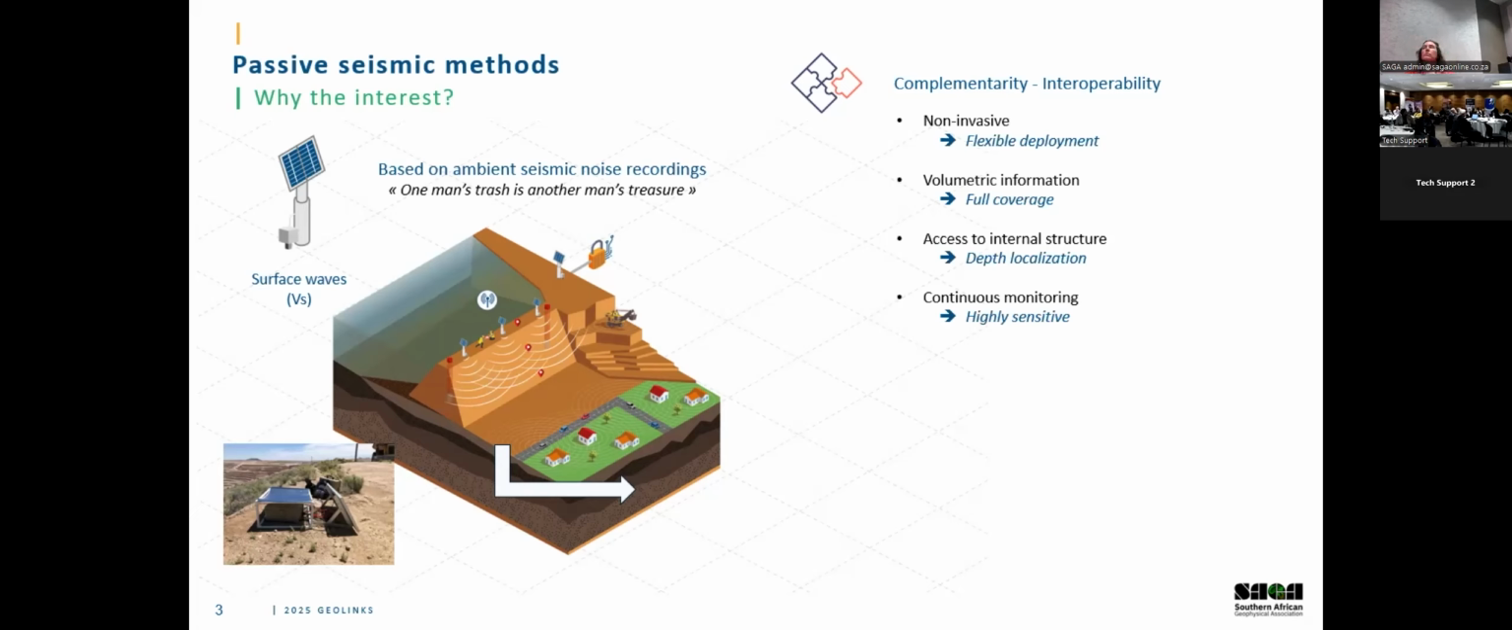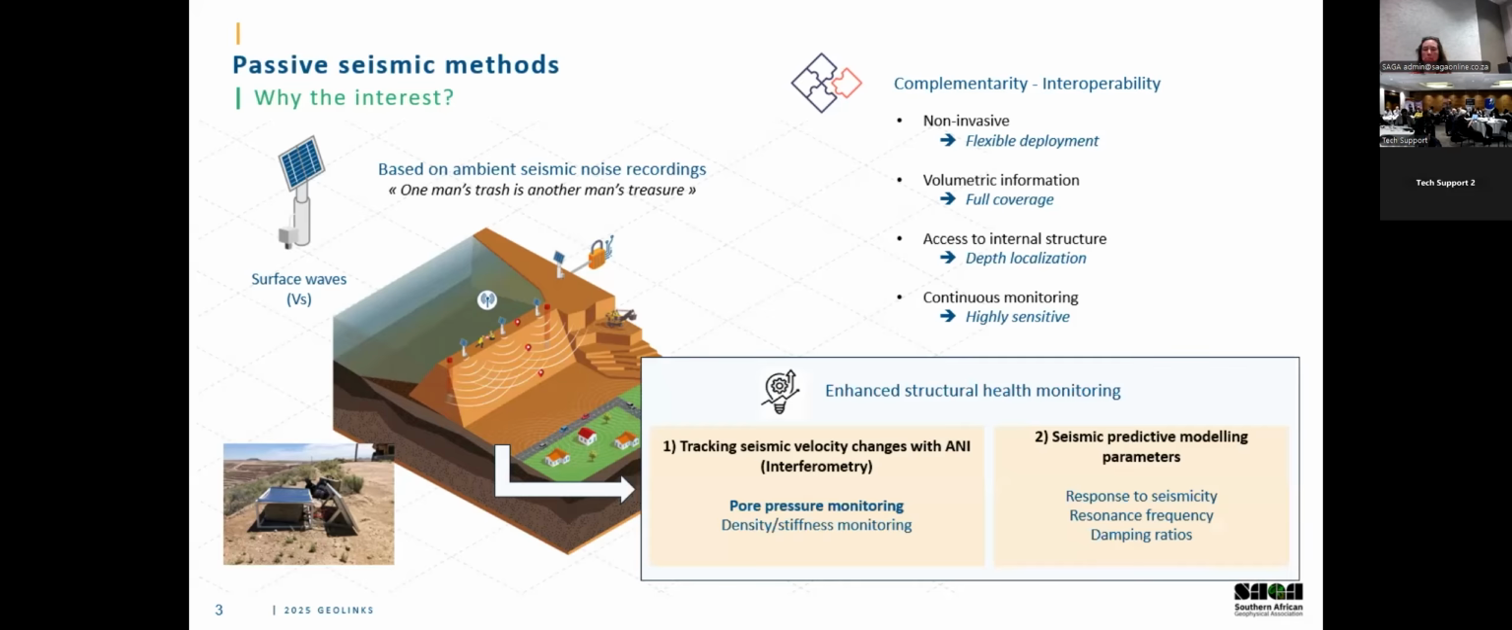It's basically superficial equipment and allows for a flexible deployment and a rapid deployment. It provides volumetric information, which is something different to what's done. Everything else is point measurements and limited to specific depths. We can provide a full coverage of the structure. And we have access to the internal structure of the structure with the depth discrimination. So it offers a continuous monitoring tool that is actually highly sensitive, as we'll see, to the very things that we want to track.